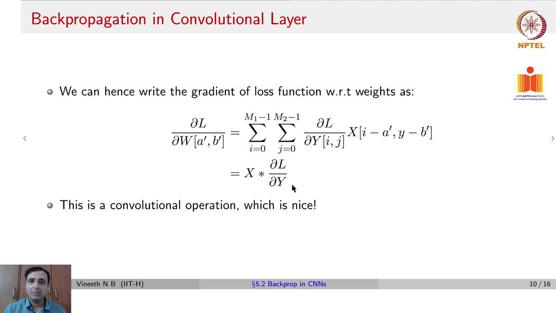∂L/∂Y, remember, is also going to have the dimensions of Y. That set of gradients will also look like an image because you have a gradient of the loss with respect to every pixel in Y. So that is going to form one matrix, and X is a matrix by itself. The convolution of X and ∂L/∂Y is ∂L/∂W at (a', b'). So you can compute this as a convolution in the backpropagation step.